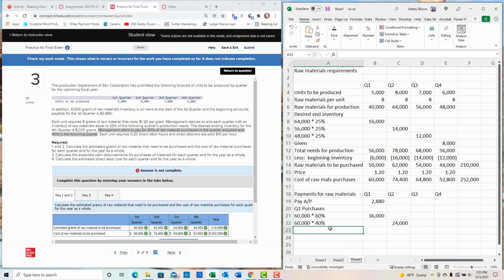Now, let's take a look at our quarter 2 purchases. Quarter 2 purchases are going to be paid for in quarters 2 and 3. So, paid for in quarter 2, 74,400 multiplied by 60%. And paid for in quarter 3, 74,400 multiplied by 40%.